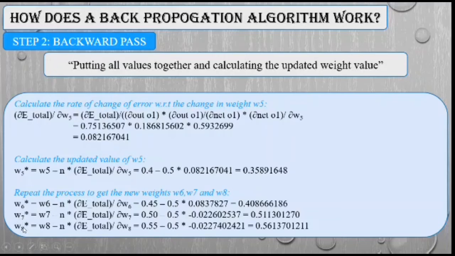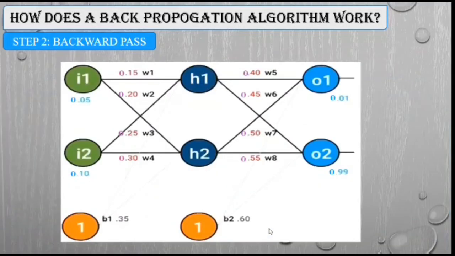So the new W6 comes out to be 0.40, the new W7 comes out to be 0.51, and the new W8 comes out to be 0.56. So by this we are done with the first pass of backward propagation. Now in the second pass we have to calculate W1, W2, W3 and W4.